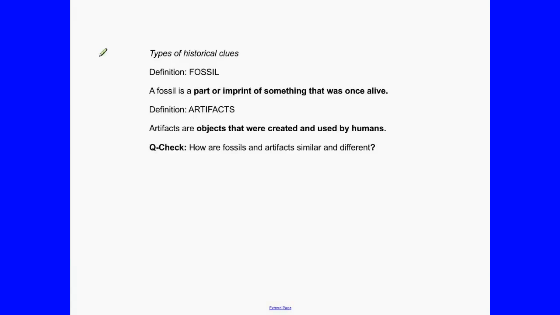When we find these clues from history, if we're archaeologists, there's a couple of different types. There are fossils. Fossils are parts or imprints of something that was once alive. Everybody thinks of dinosaur bones as fossils. But you could have a plant that's fallen and gets covered up by mud and pressed into that mud and dirt over thousands of years. When you uncover the trail that that plant has left behind, that's a fossil. If you see a footprint, well, that was left behind by something that was once alive, a paw print. Those are fossils. It doesn't just have to be dinosaur bones. It's a part or imprint of something that was once alive. That's one type of clue.